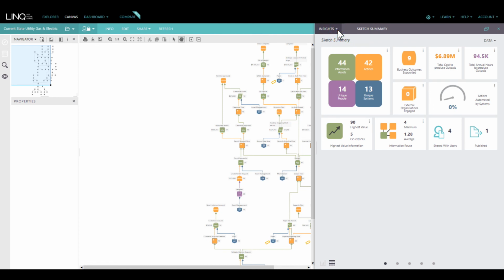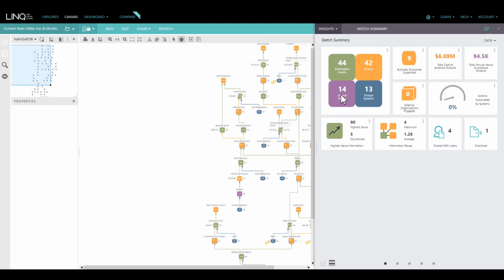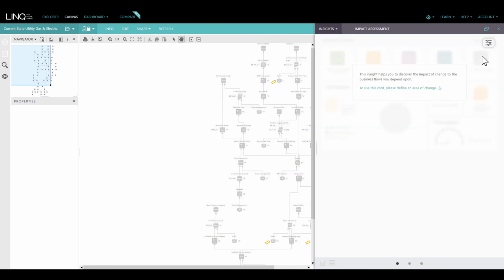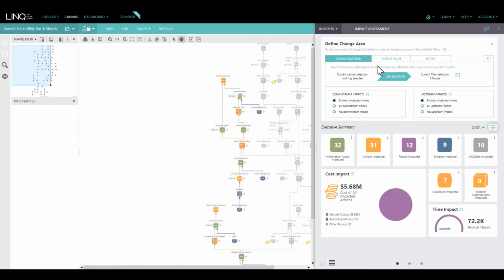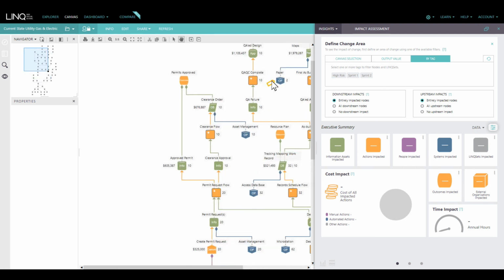This is probably the most flexible and powerful tool within the insights. Impact assessment can be performed based on canvas selection, output value, or tags. And we're going to use tags here. If you recall from the first video in our series, we placed a high-risk tag on the use of paper within the model. We will do an impact analysis using that tag.